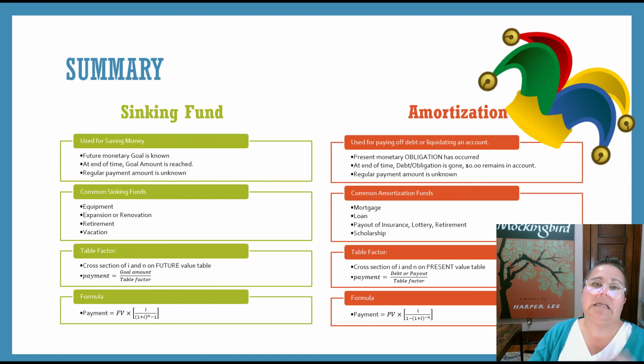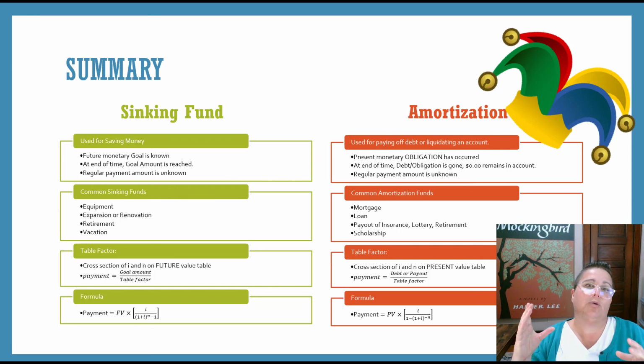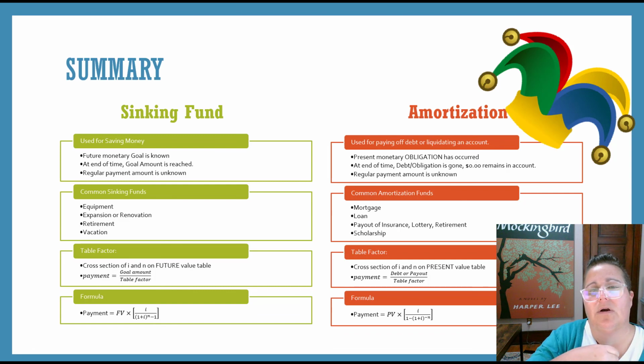Okay. The second option here is an amortization. An amortization happens when you have a debt in the present, or maybe a winning, some sort of an account that needs to be liquidated or carried out into the future. The present money is an obligation that hasn't occurred or a payout.